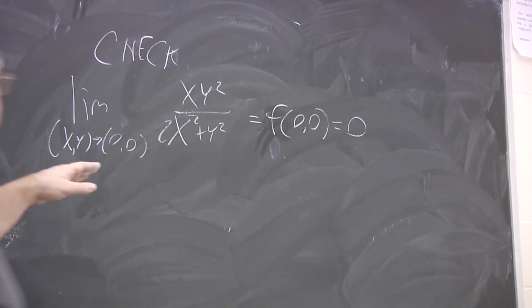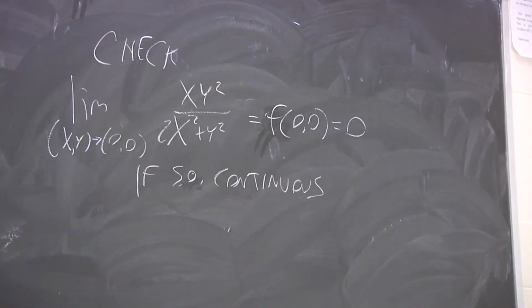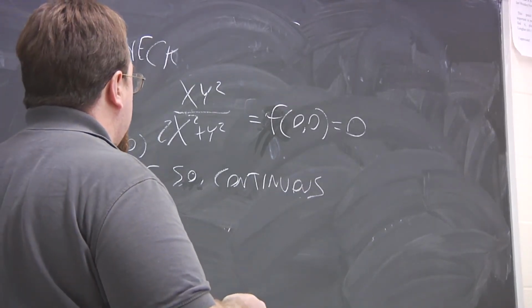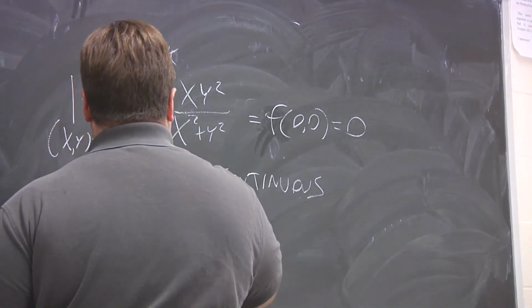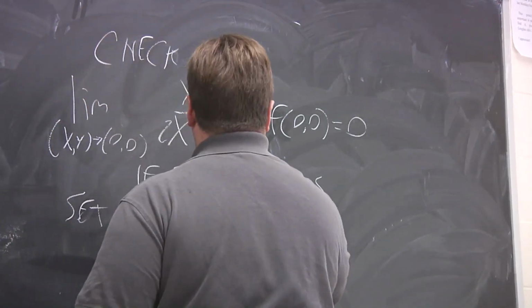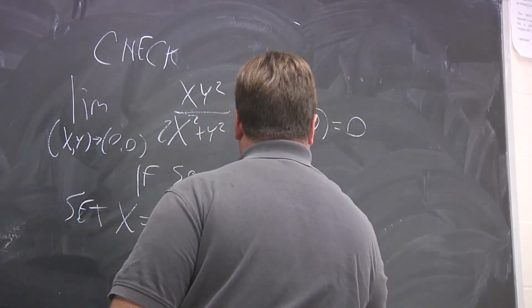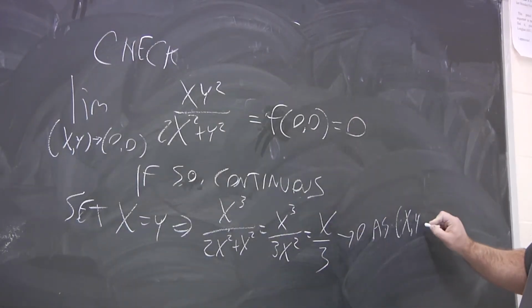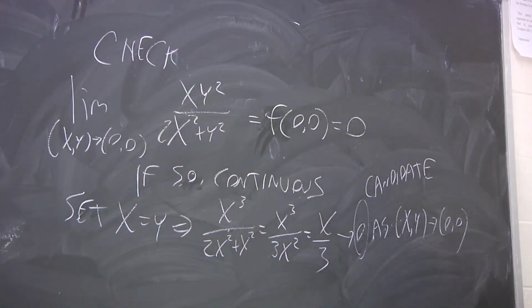So if the limit as (x, y) goes to (0, 0) equals the function value, if those two match up, then the function is continuous at that point as well. Therefore, we can say that it's continuous everywhere. So what you do is you go through this process again. You try to get an idea of what the limit of this function is. If you set x equal to y, for instance, you get x cubed over 2x squared plus x squared, which is x cubed over 3x squared, equals x over 3, which goes to 0 as x and y head to the origin. So this, once again, is our candidate for the limit. So that's promising, at least.